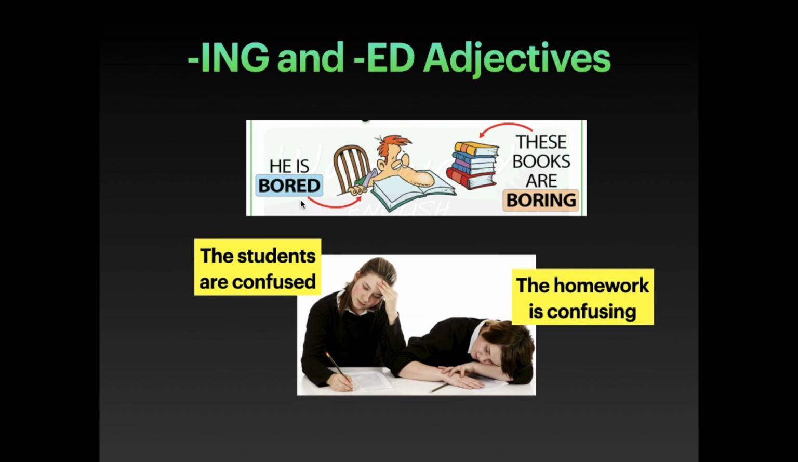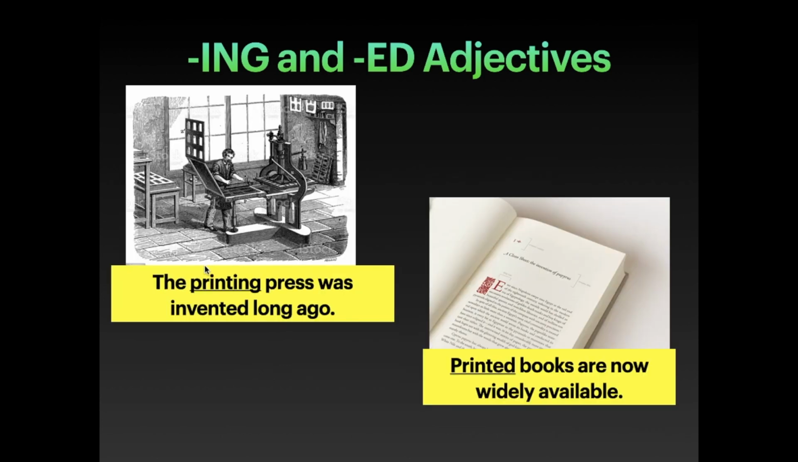Podríamos pensar entonces que los que terminan en ed son para personas, right? Confused, the students, he's bored, y que los que son con ing son para cosas. The books are boring and the homework is confusing. Pero esto no es cierto. Mejor hay que fijarnos en si hace la acción o si la recibe. So I'll show you another example. The printing press was invented long ago. Printed books are now widely available. So printing press está haciendo la acción de imprimir, right? And here, printed books son libros impresos, right? So that is the difference.